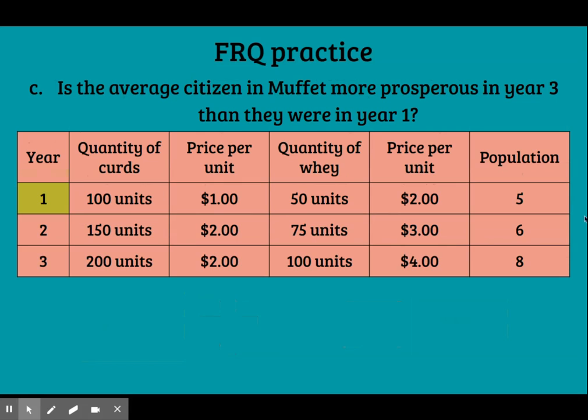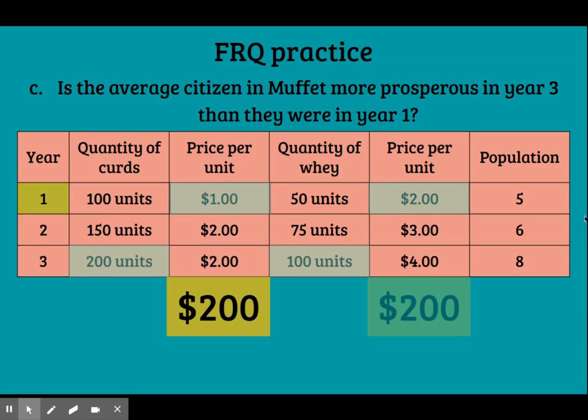So, to get real GDP for year 3, we need to multiply the quantity of curds from year 3 by the price of curds from year 1, which totals out to 200. Next, we take the quantity of whey from year 3 and the price of whey from year 1, multiply them, and you get $200. Add those together, and you get a real GDP of $400.